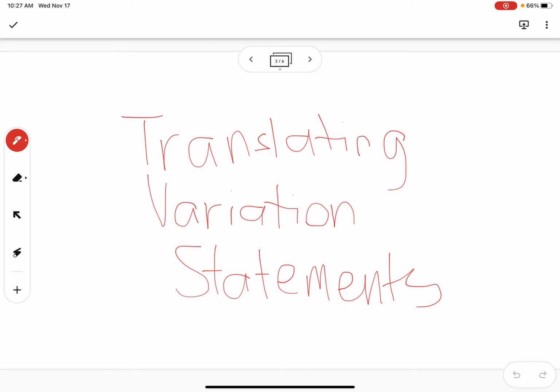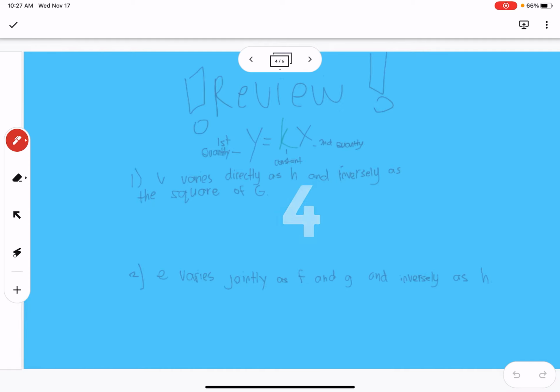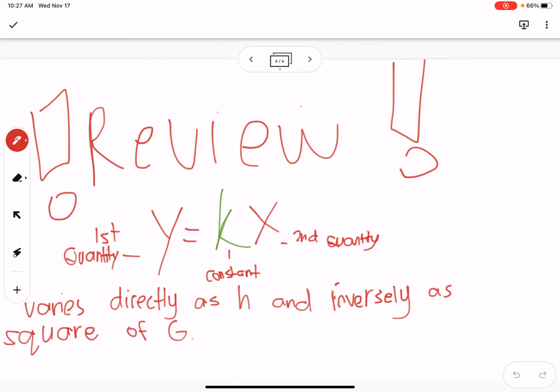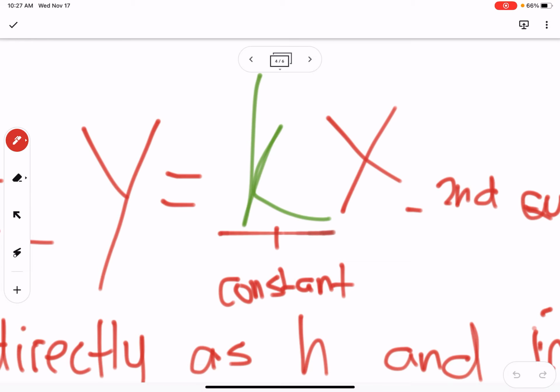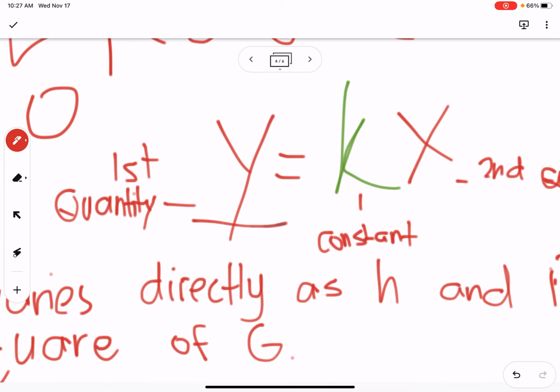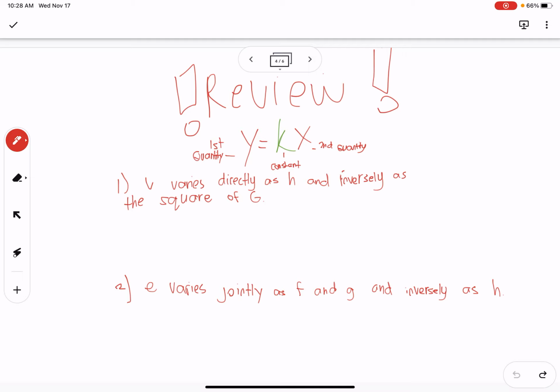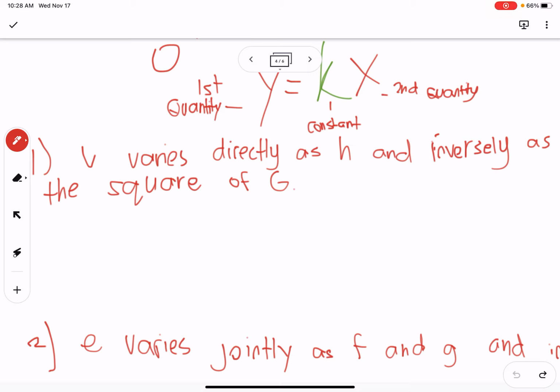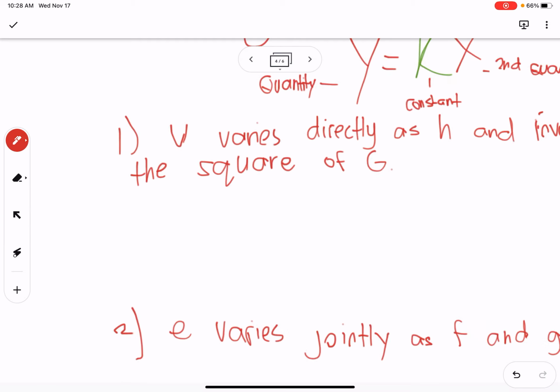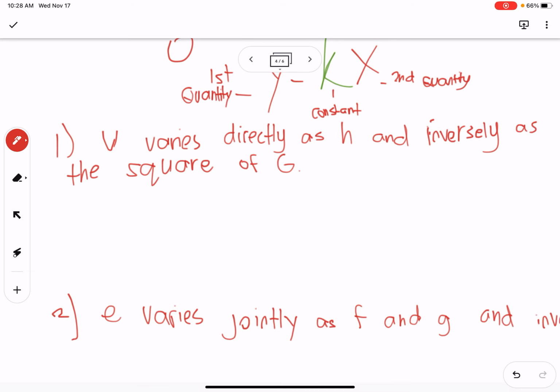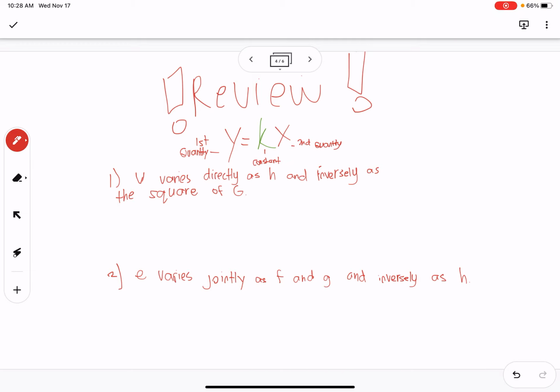We'll now be translating variation statements into the equation. Here's a quick review. We have k as our constant, y as the first, and x as the second. Let's try this. V varies directly as h and inversely as the square of g. Now we must list down the values. Let's translate it. But the first thing is, which equation is this?